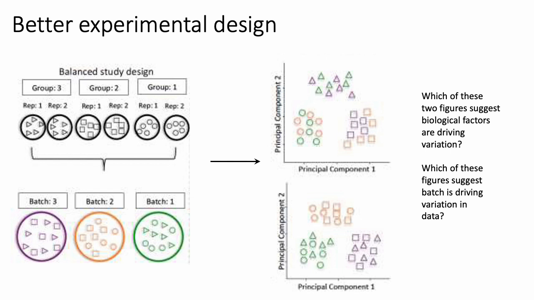So a better experimental design, if you have 3 groups that you want to test and you want to do sequencing in, for example, 3 batches, is to divide each group into two essentially replicates, where group 1 gets divided into replicate 1 and replicate 2, group 2 gets divided into replicate 1 and replicate 2, and group 3 gets divided into replicate 1 and replicate 2.